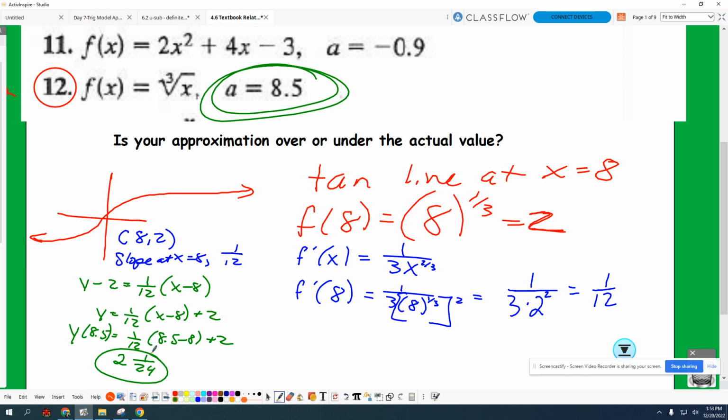Yes? You have your calculator out. What is 2 and 1/24? 2 and 1/24. 2 plus 1 over 24.